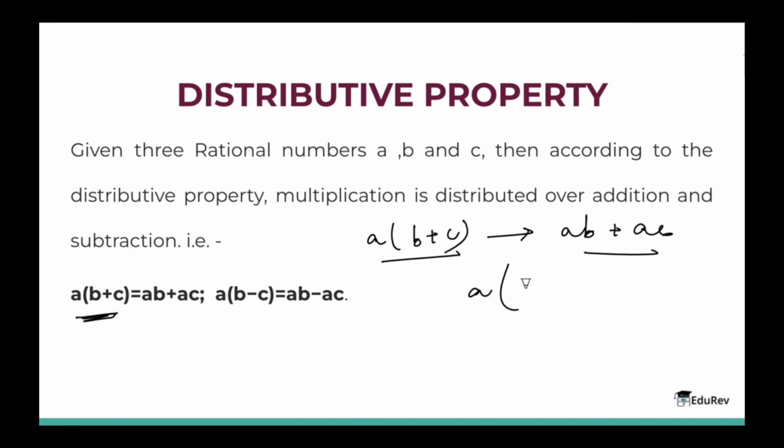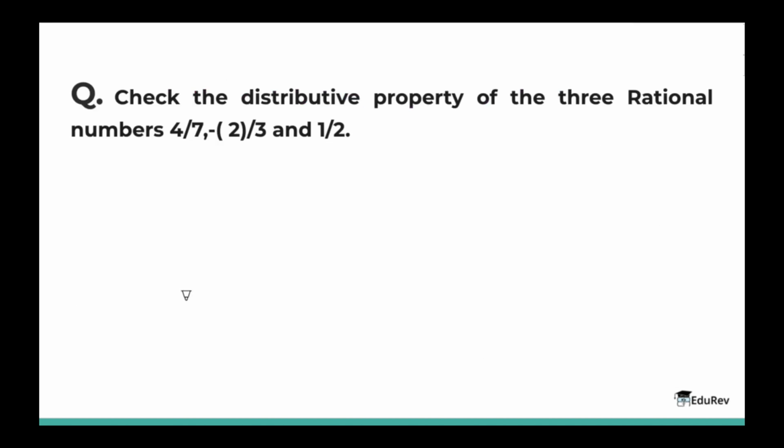Whereas if A is multiplied by B minus C, then I can distribute this multiplication over the bracket, and I can write AB minus AC. So AB minus AC will be the case of this, and AB plus AC will be the case of the first one. I hope you understood this. So let's move forward. Now we are going to solve a question to check whether you understood or not.